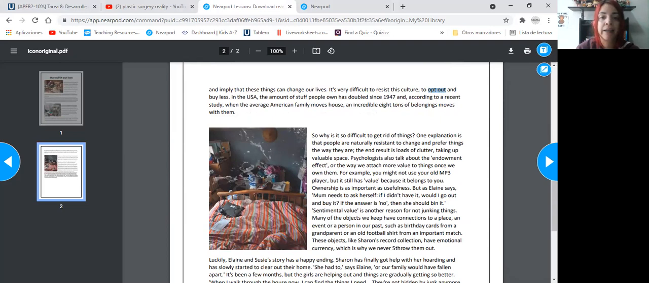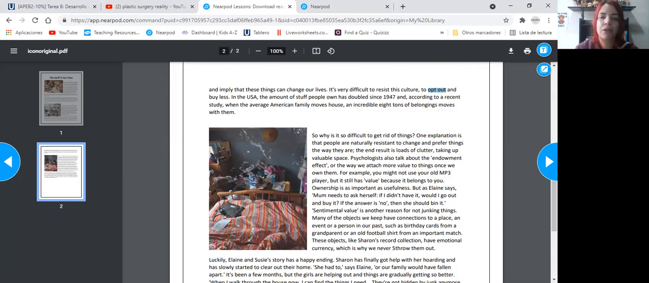In the USA, the amount of stuff people own has doubled since 1947. And according to a recent study, when the average American family moves house, an incredible 8 tons of belongings moves with them. 8 tons. Look at the picture.